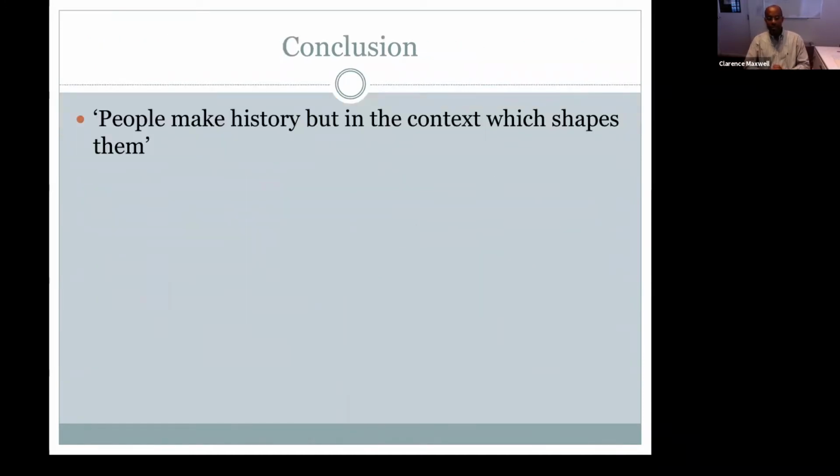I conclude by this statement: people make history, but in the context that shapes them. And that sort of summarizes that question about actions and inactions, in the sense that people make history by what they're inherited with. In a sense it allows for their freedom as individuals, but they do it shaped and determined by the heritage which they're given. Thank you.